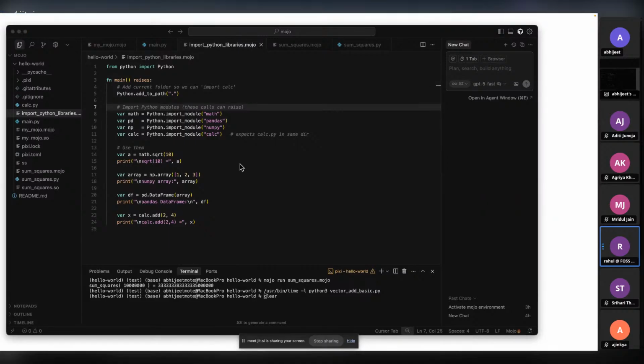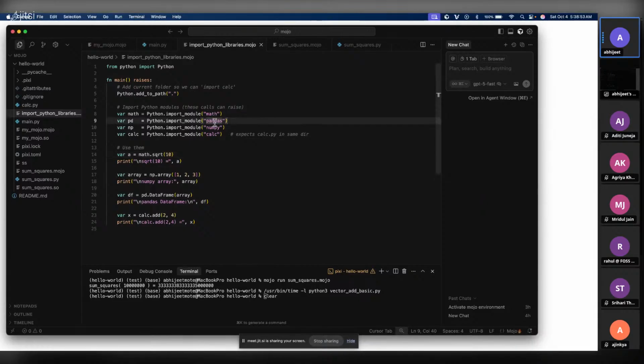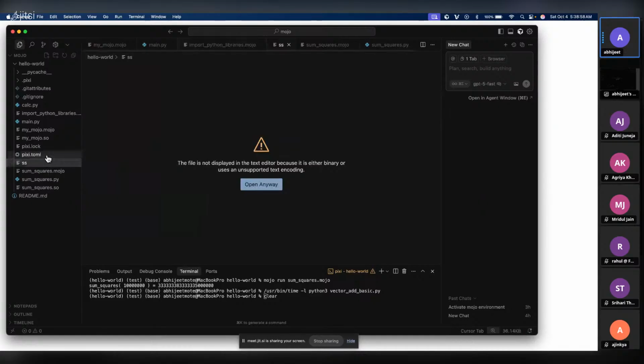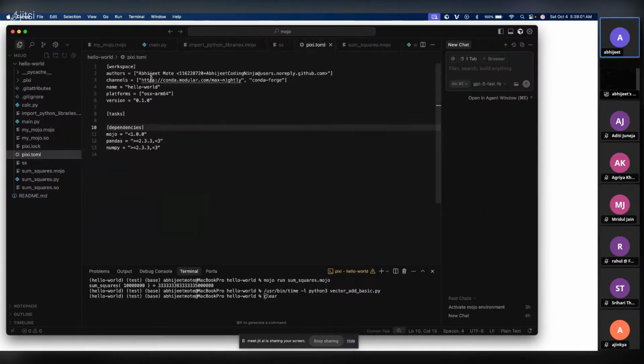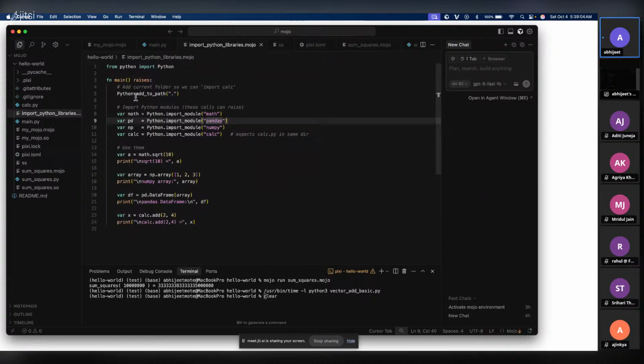Yeah, I'm done. I was just showing this example, just to give an idea. These are libraries from Python, like in the toml file, I have added that. Here it is: pandas, numpy already. So we can just use this syntax to utilize them.